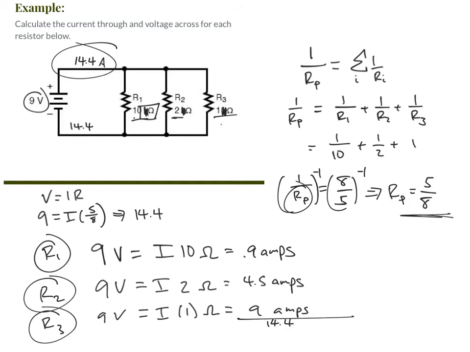So you can see the current gets split out between all 3 of those branches, which is consistent with the conservation of current. Spooky, right? One of my fave things about circuits.